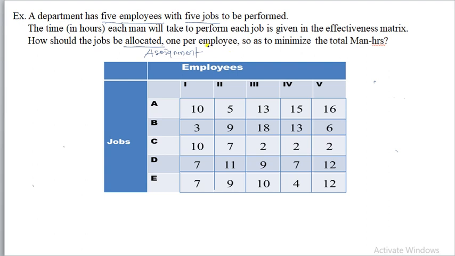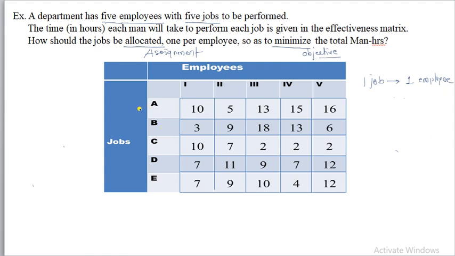The assignment is like this: one job per employee. That means one job is to be assigned to only one employee. So it is a one-to-one assignment, so as to minimize the total man hours. So the objective function is clear. This is called the objective of the particular problem. It is clear that we have to minimize the total time required to complete all 5 jobs.